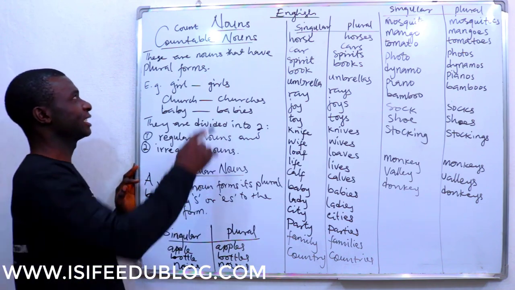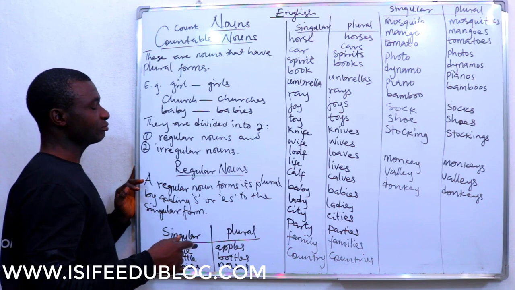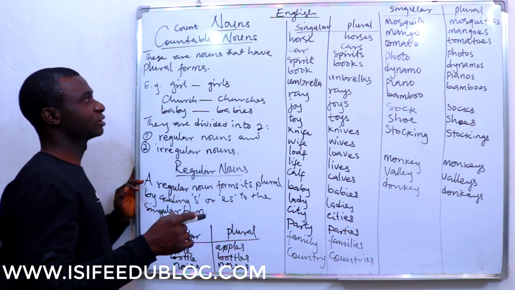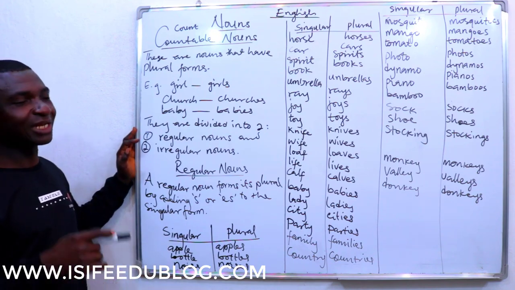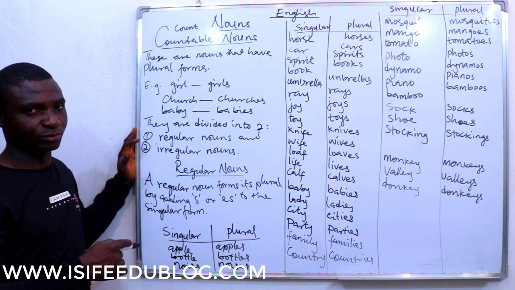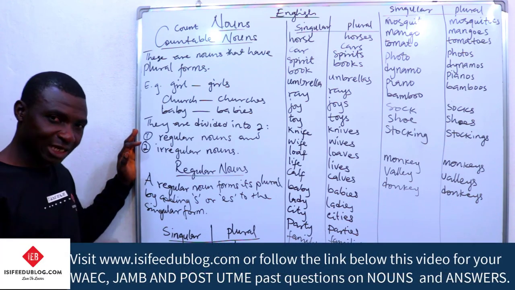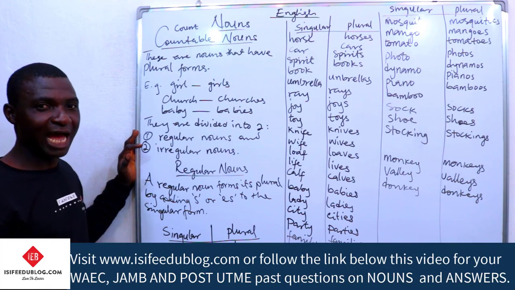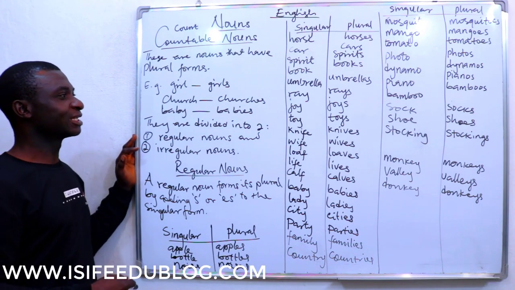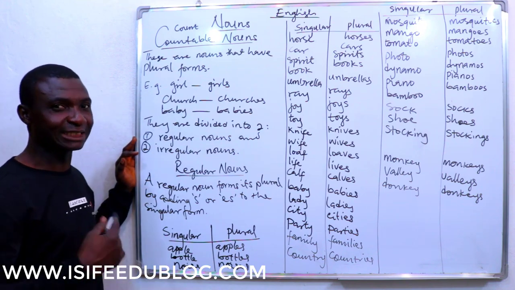That is why we say count. We say count because quite a good number of nouns that can be counted do not have plural forms. Some nouns are countable, but they do not have plural forms. While there are nouns that you cannot actually count. In fact, some of them you are even in doubt whether they exist.